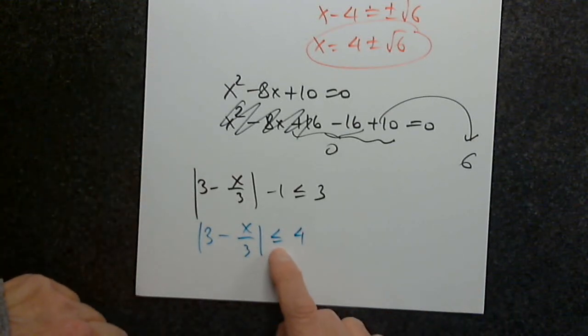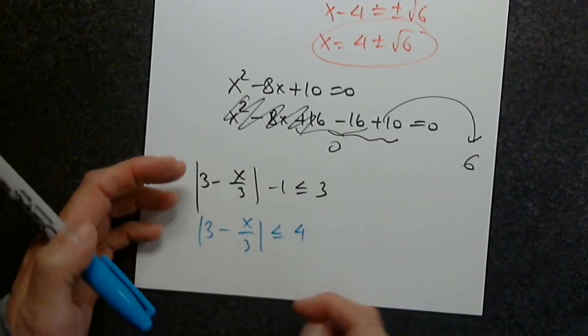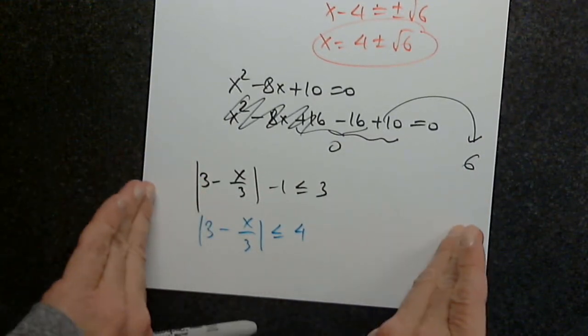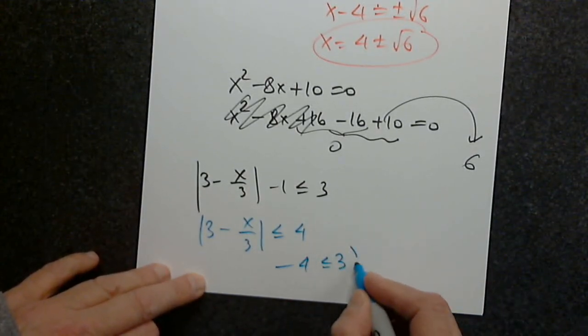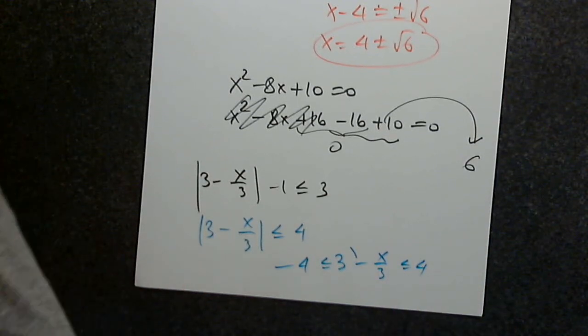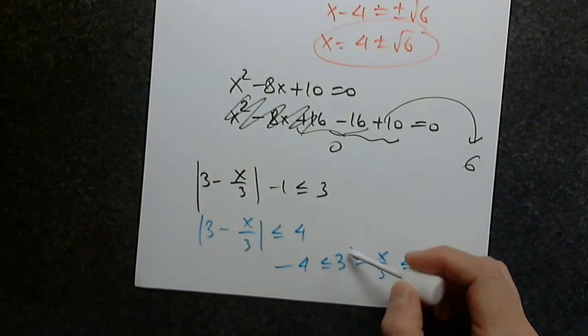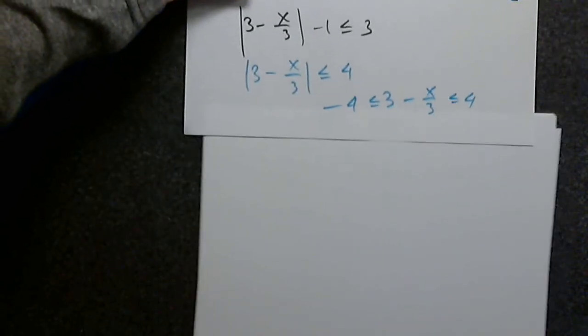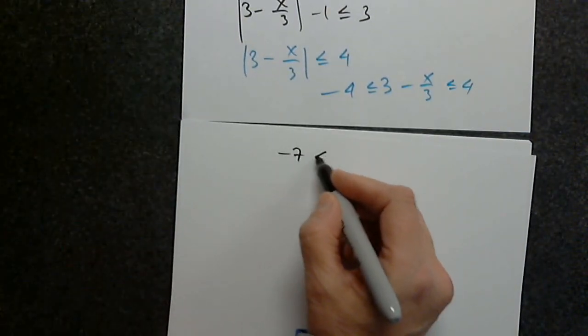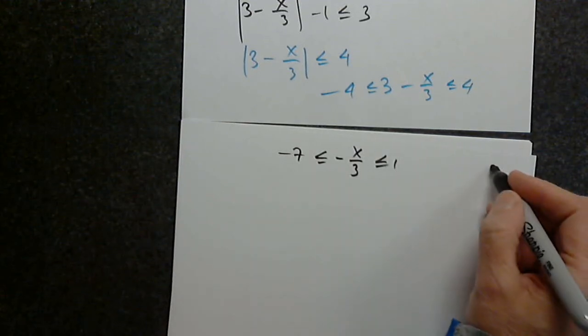And remember, if it's less than or equal to, we are looking at in between. If it's greater than or equal to, we are looking at outside. So because the absolute value is less than or equal to a number, we are looking at in between. There are only two options, either in between or the outside. But this one is in between. I have to subtract 3 from all three sides. -7 less than or equal to -x over 3 less than or equal to 1.